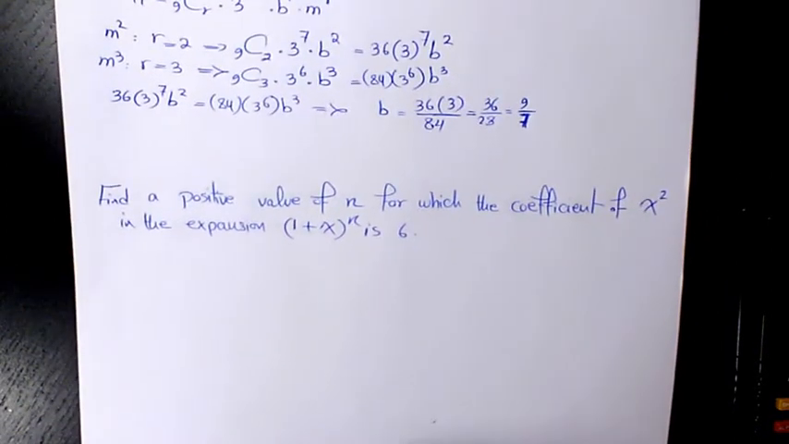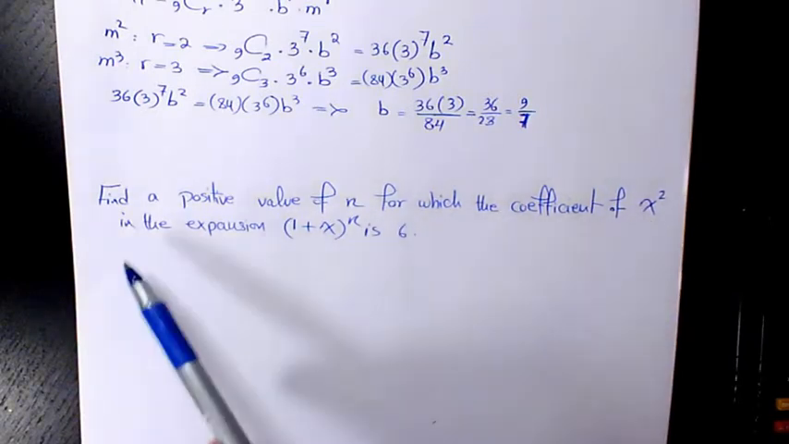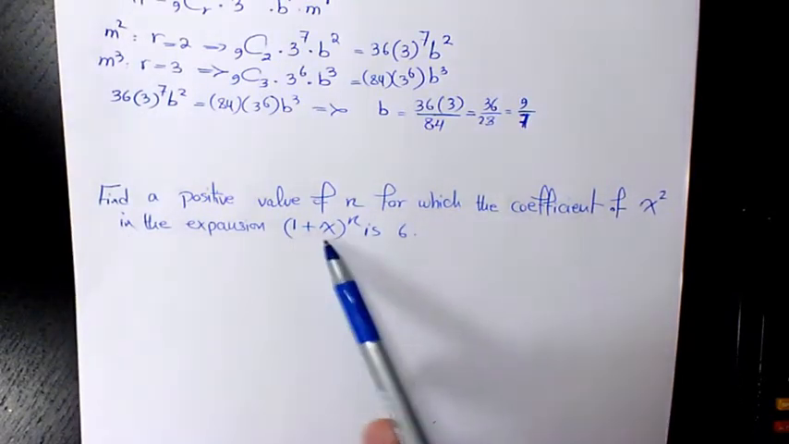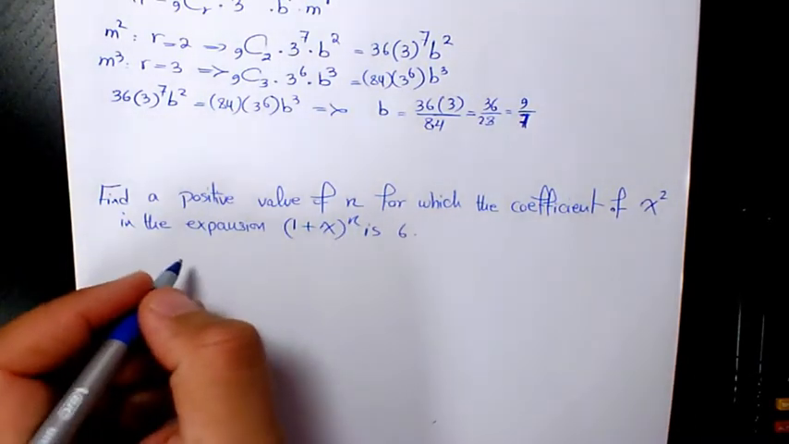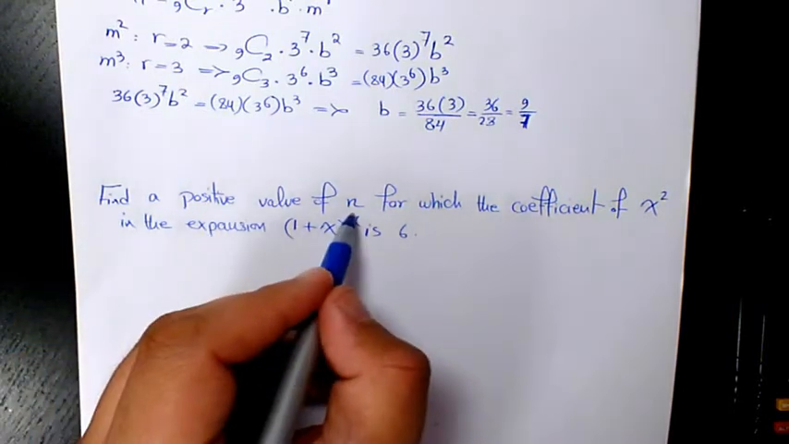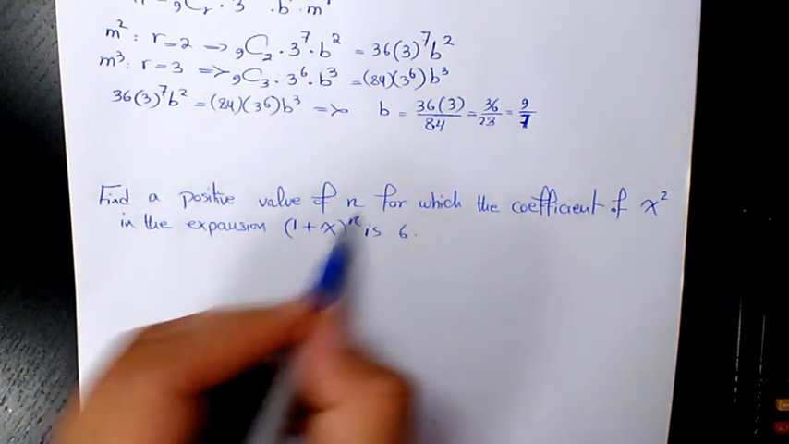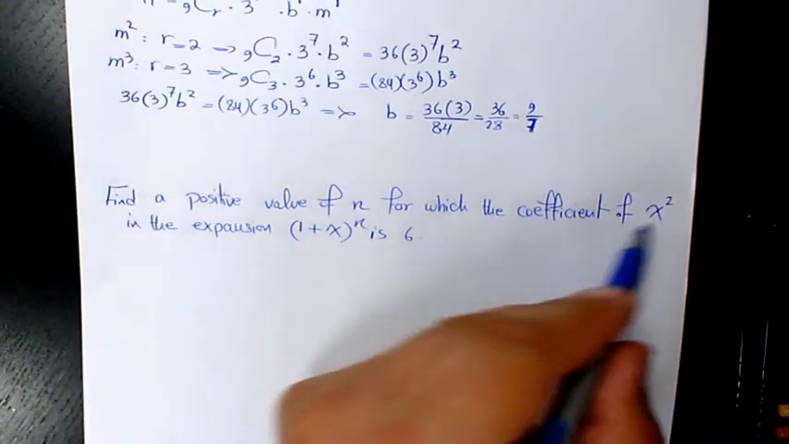Next one says: find the positive value of n for which the coefficient of x squared in the expansion of (1 + x) to the power of n is 6. So we have the positive value of n, and the coefficient of x squared in (1 + x) to the power of n is 6.